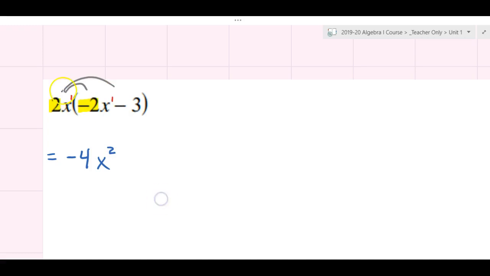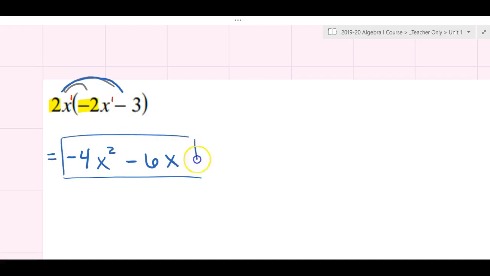Now when I distribute the negative 2x to the negative 3, you just have to multiply 2 times negative 3, which is negative 6, and I still have 1x attached to the 2, and I have 0 attached to the 3. So 1 plus 0 leaves us with the 1x that was originally attached to the 2.